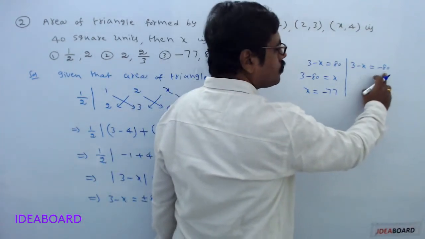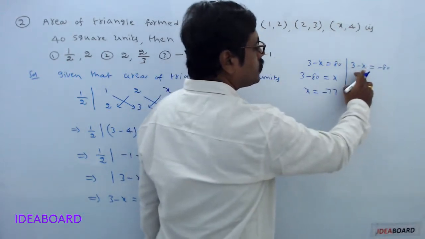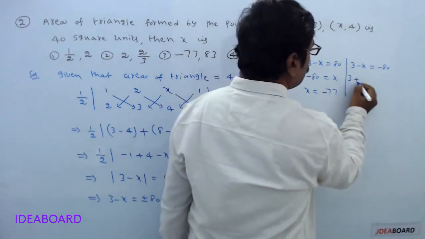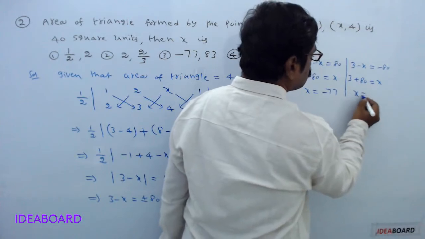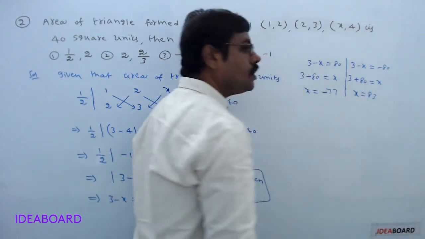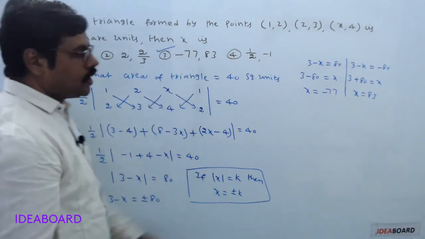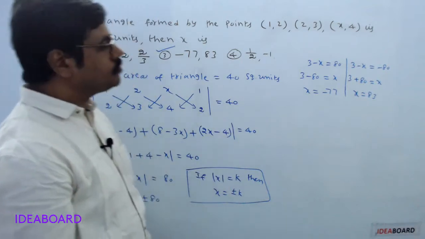Again bring this minus 80 from RHS to LHS and bring this minus x from LHS to RHS. So it is 3 plus 80 equals x. So what is the value of x? 83. Now your answer is the third option. x value minus 77, x value 83.